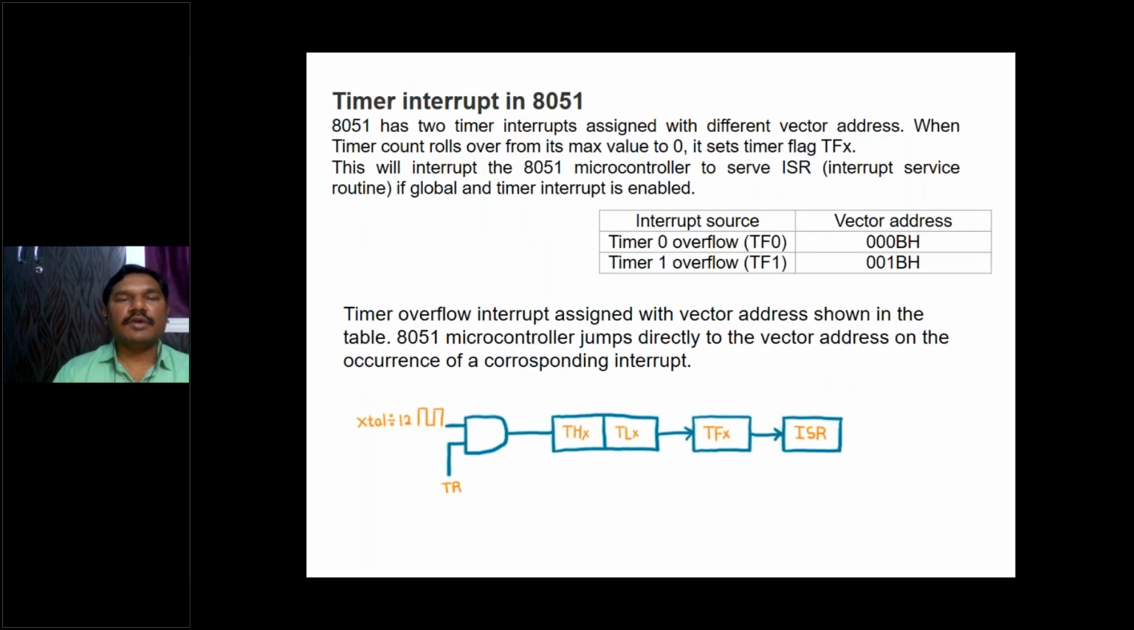Right. Now, what are the timer interrupts here? Timer 0 overflow, TF0, is called the timer 0 interrupt. And timer 1 overflow, TF1, is called the timer 1 interrupt. These two interrupts are available at the address 000B for TF0 and 001B for TF1. Easy to remember, right? 000B and 001B. These are the two address locations where the timer 0 and timer 1 information will be stored in memory.